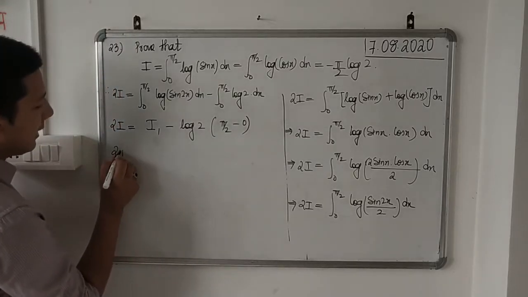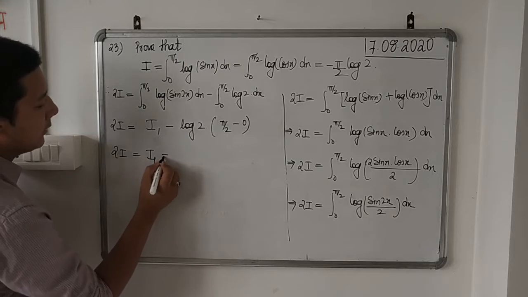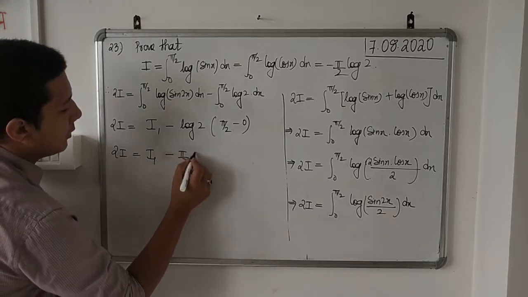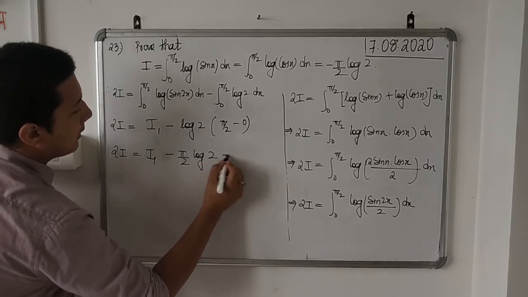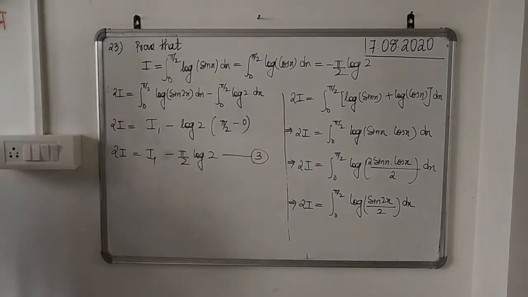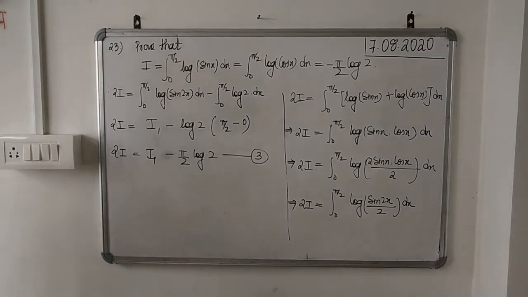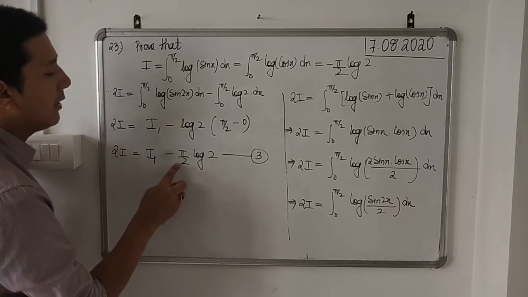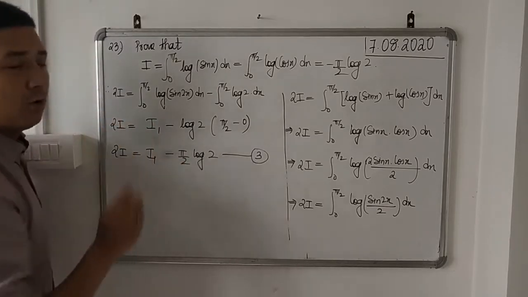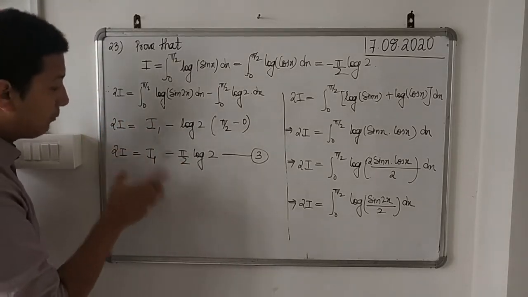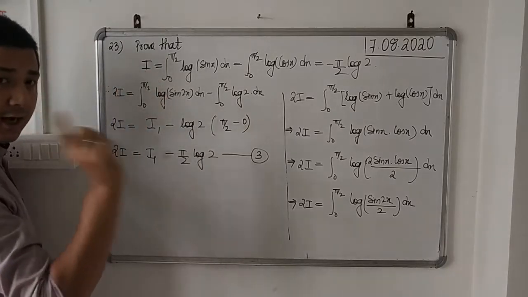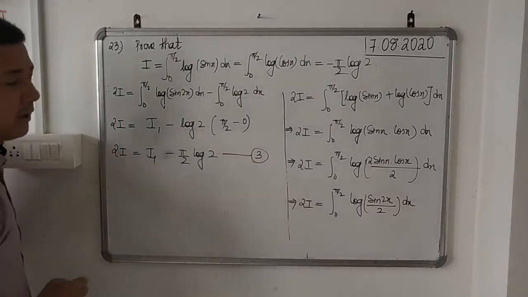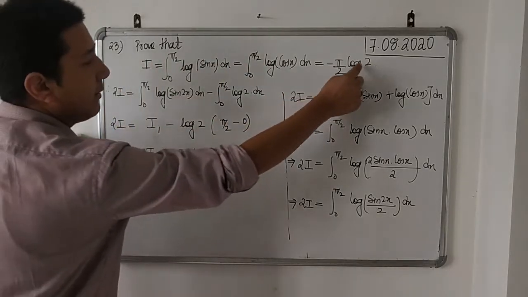So therefore 2I is equal to I1 minus pi by 2 into log 2, and I will keep it as equation number 3. Now please focus out here. It is 2I equals I1 minus pi by 2 into log 2. But I should be proving I is equal to minus pi by 2 into log 2.